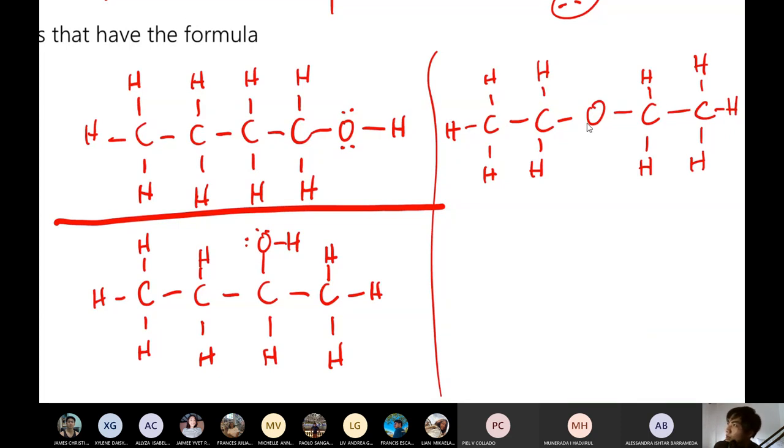Yan. So ano pa pwede natin gawin? Pwede itong oxygen dugtong natin dito sa bandang dulo. Pwede ko idugtong yan doon. Ayan, pwedeng nandyan siya.